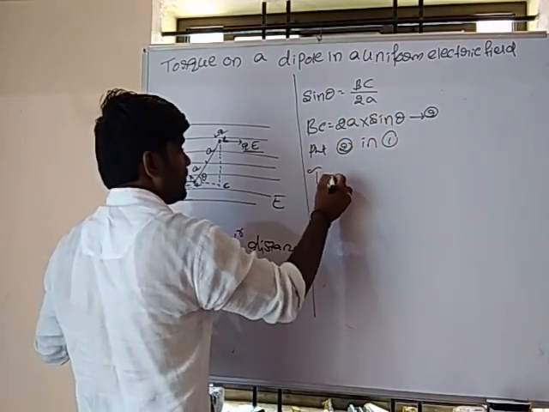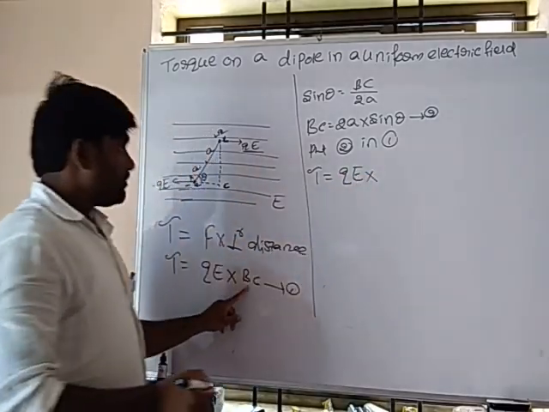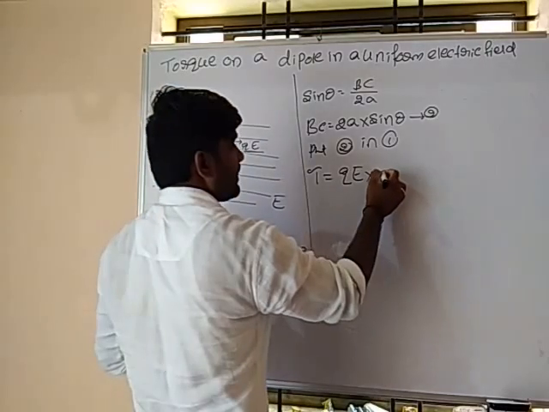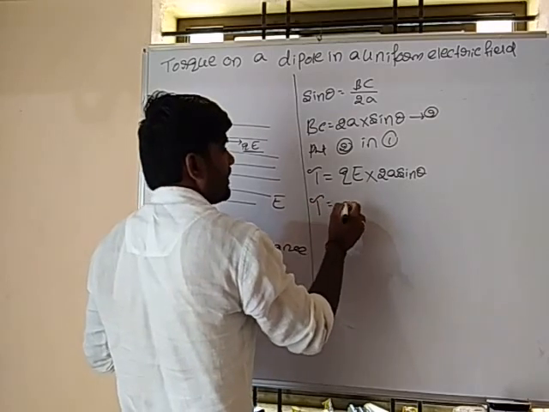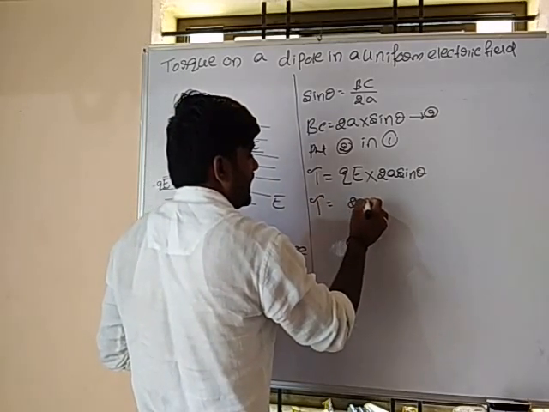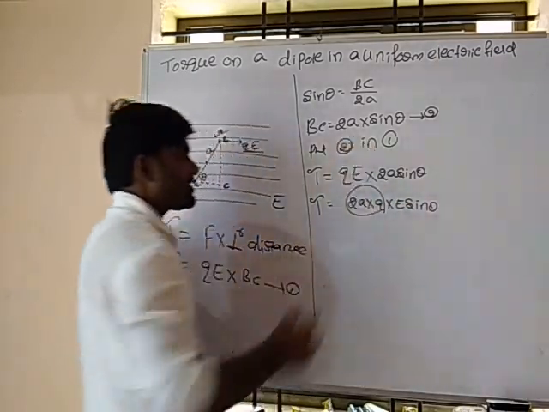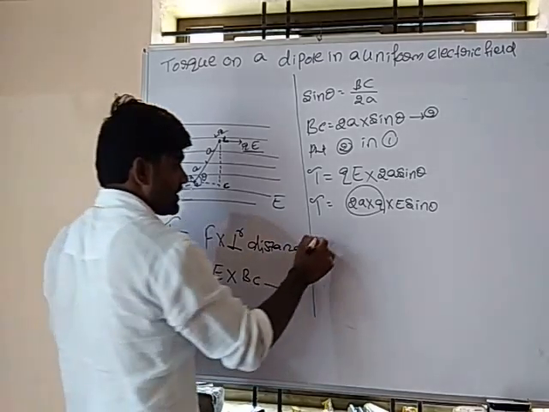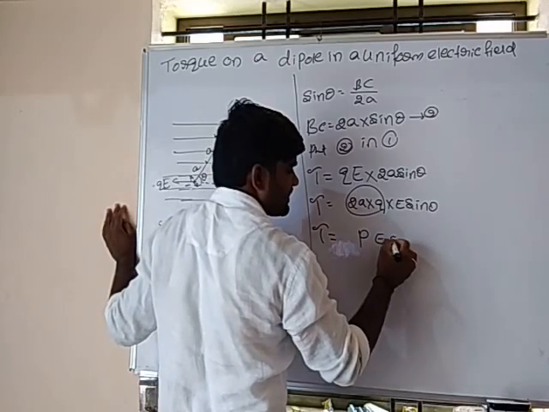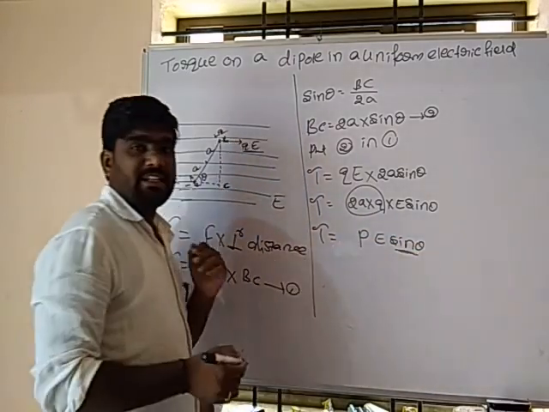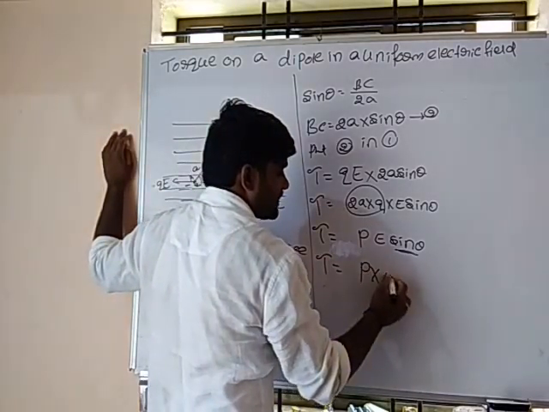Then tau is equal to QE, keep as it is, into BC, which is 2a sin theta. Just modify it: it will be 2a into q into E sin theta. What is the value of 2a into q? 2a into q is equal to p. So tau is equal to pE sin theta. If I want to remove sin theta, then tau is equal to p cross E.